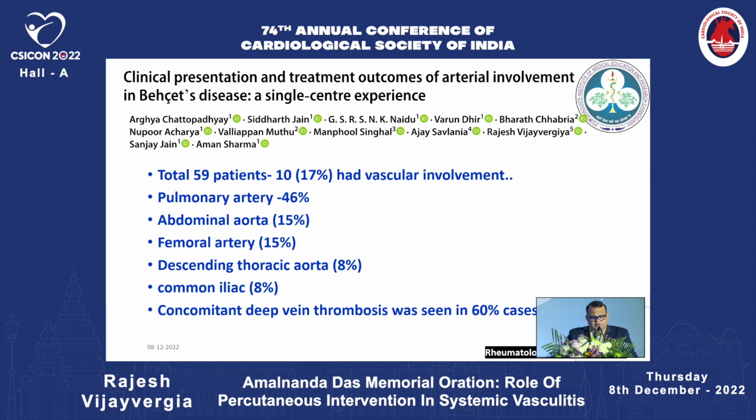which include both the pulmonary artery, and also the abdominal aorta is the commonest one. And around 60% of these patients had a deep vein thrombosis.